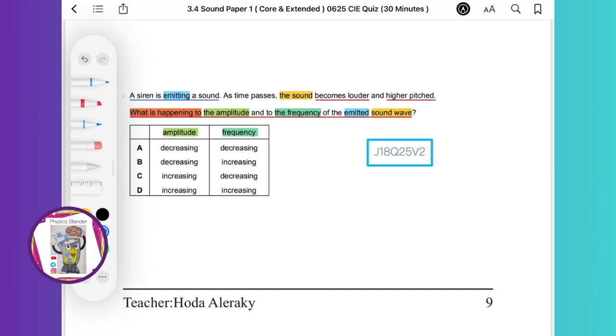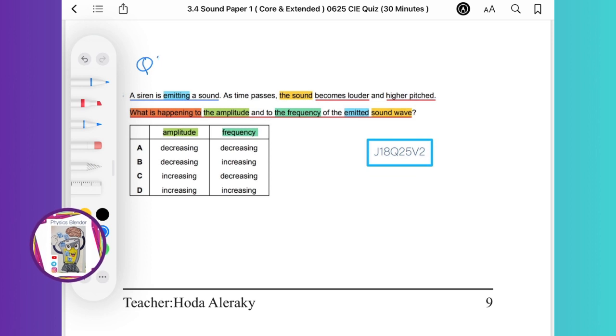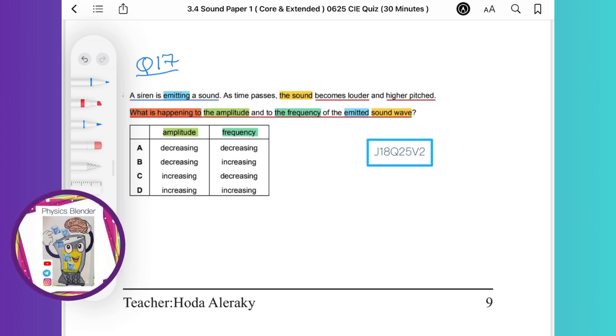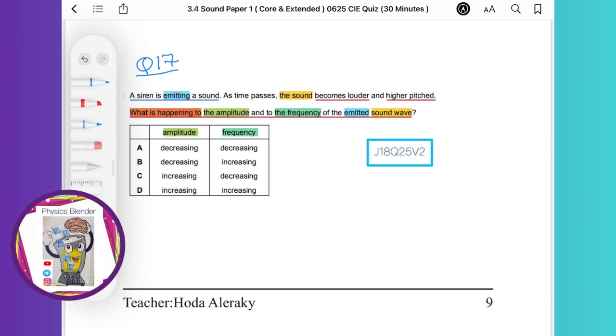Let's continue our quiz, checking your answers. We have question 17. A siren is emitting a sound. As time passes, the sound becomes louder and higher in pitch. Again, guys, we have two properties very important to describe sound waves.